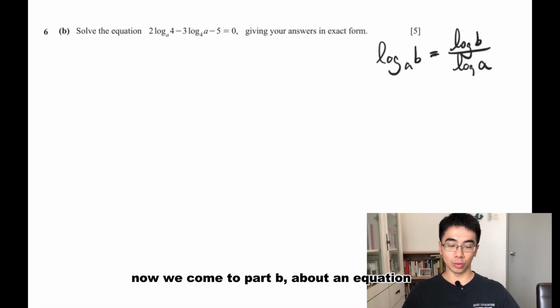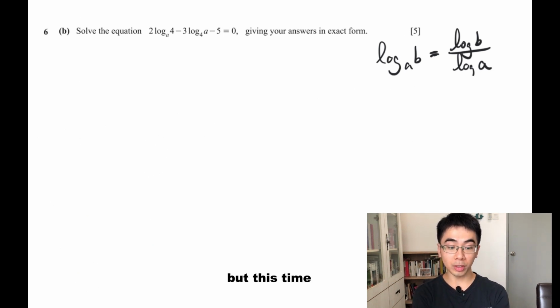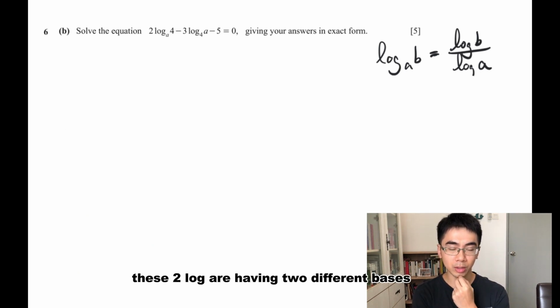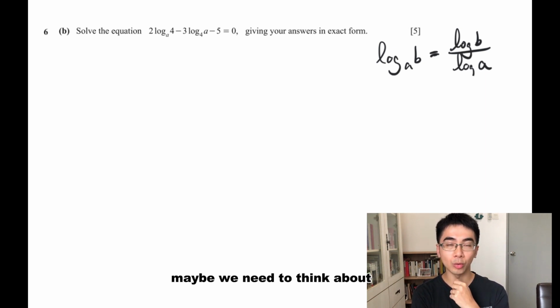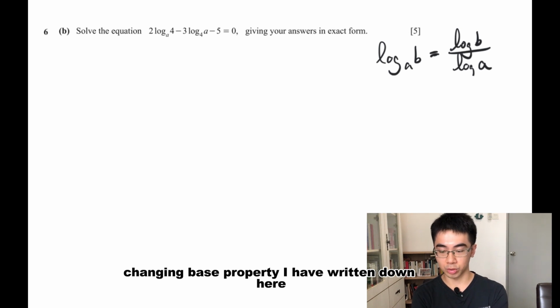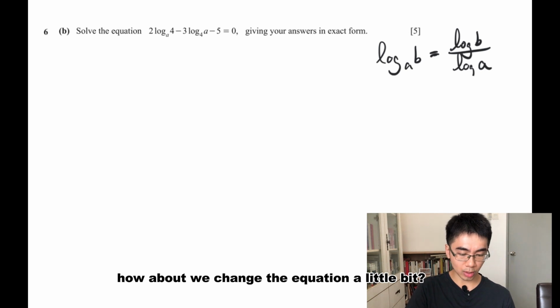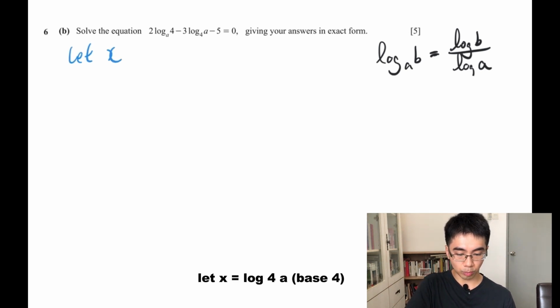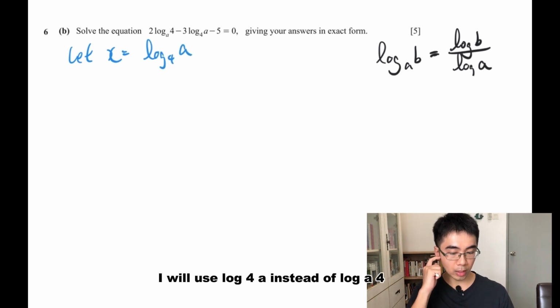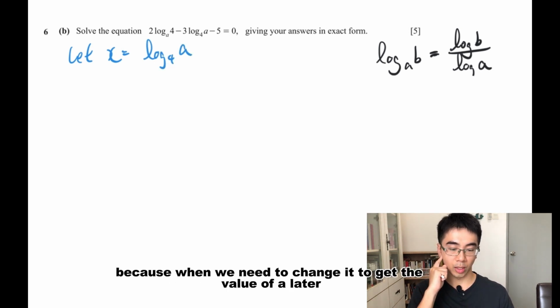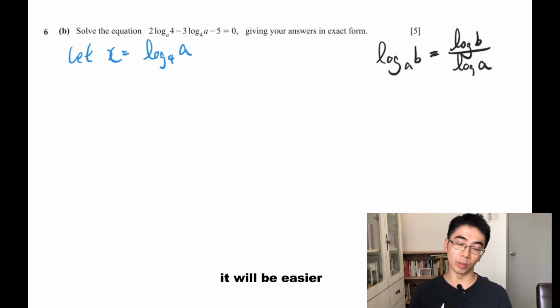So now we come to part B about an equation. Okay, but this time, these two logs have two different bases. So maybe we need to think about the changing base property I just wrote down here. So first thing, how about we change it a little bit? Or maybe let x be log 4a. I will use log 4a instead of log a4 because I think when later on we need to change it to get the value of a, it will be easier.